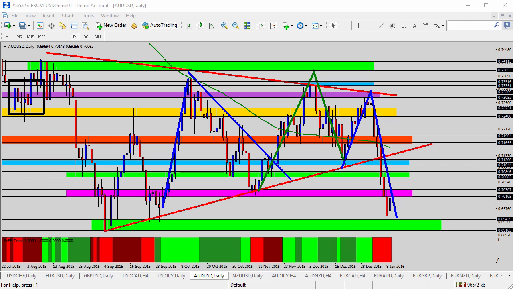In today's video, I'm going to be reviewing the AUDUSD and the NZDUSD. Both of these currency pairs are rising into a couple of resistance zones that we want to pay attention to for the day today, looking for some trading opportunities.